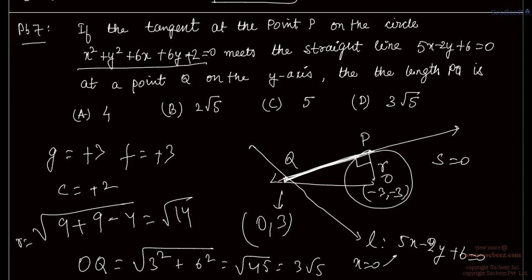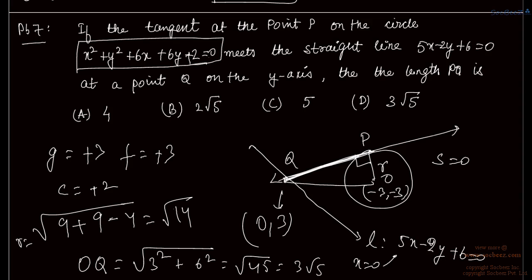So the idea is how to find PQ. We have to actually find this OQ and OP, and then, since this is a right angle triangle, PQ is root under this square minus this square. Okay, there must be some mistake in the option or this equation of circle. That's why our answer is not matching. But the concept, whatever we are using, is correct.